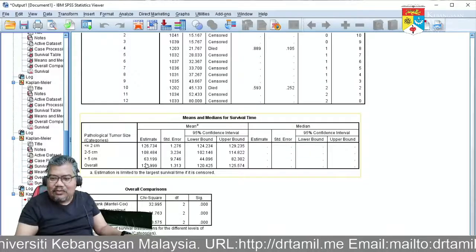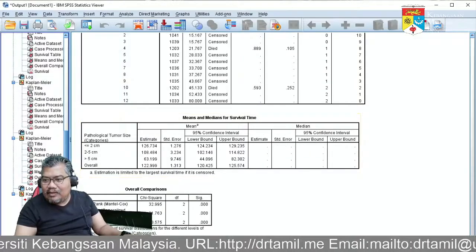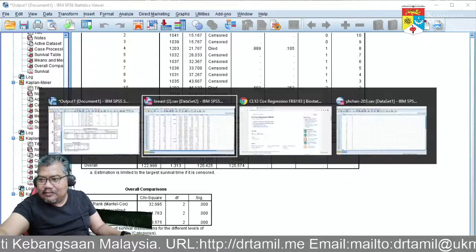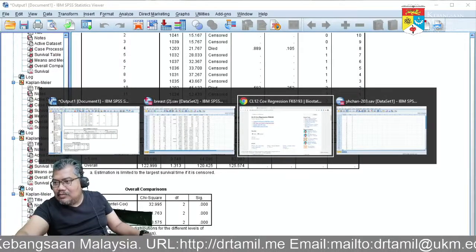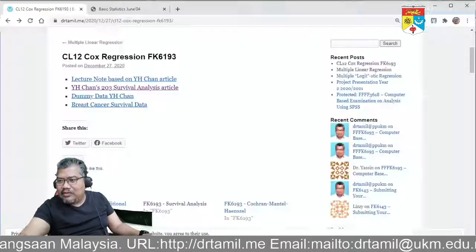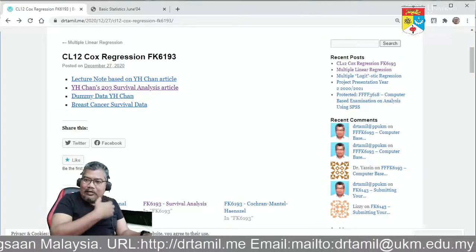Going back to number 2, going to change the screen. Okay, so now we are going to cover Cox regression.